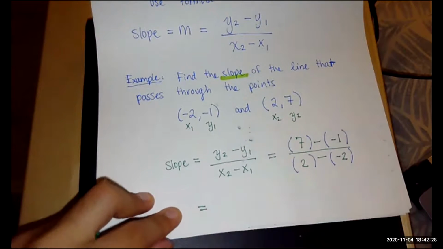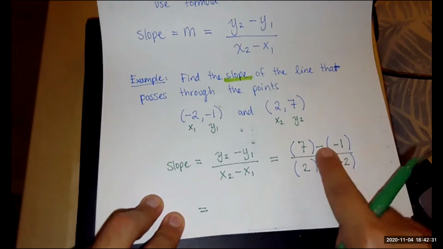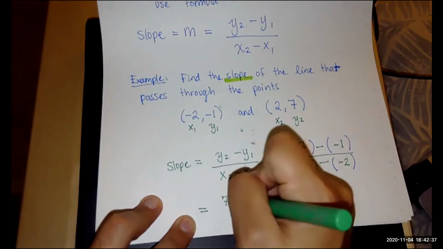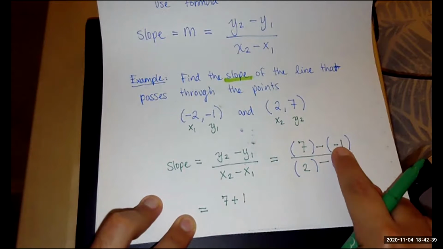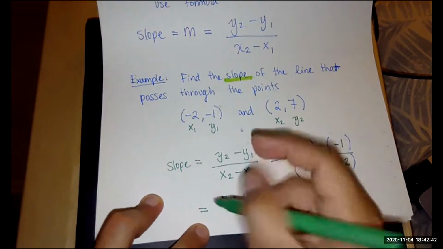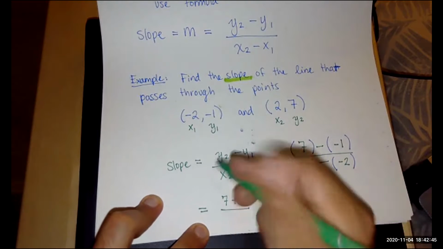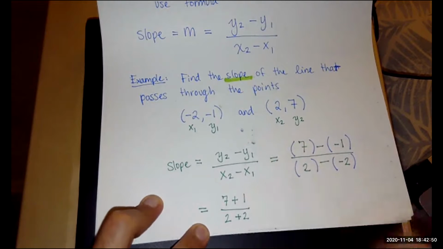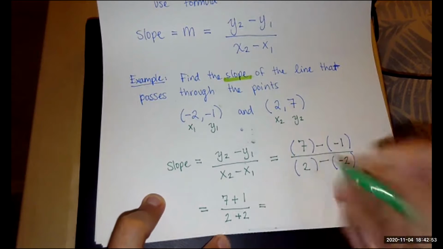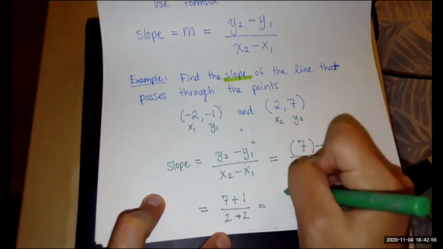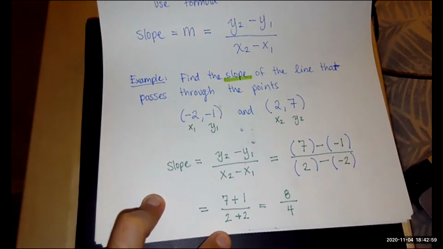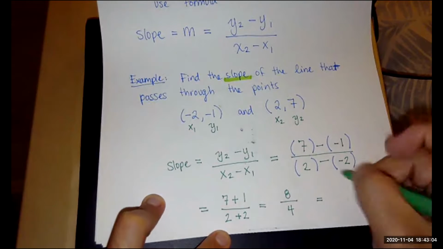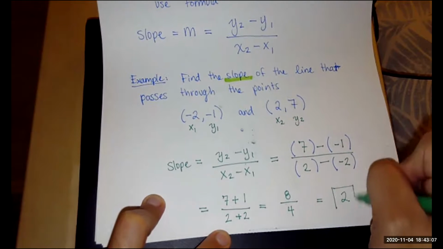Okay. So as I continue to simplify this, if I subtract a negative, that's going to be the same as adding. So the top is really going to be 7 plus 1, because a negative and a negative makes a +1. Then on the bottom, I'll have 2, and if I subtract a negative and a negative makes that a +2 as well. And then I can go ahead and simplify this. So on top, I'll have 8 over 4. And finally, 8 divided by 4 is just 2. So that's the slope.